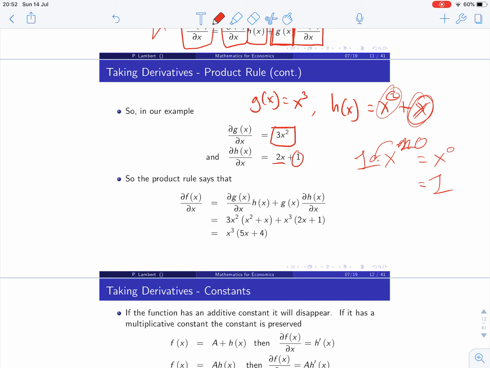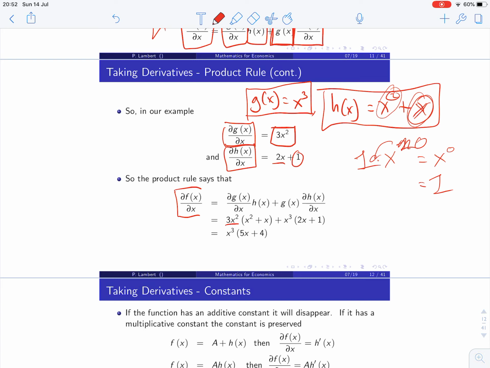So the product rule now says that if we combine this and the definition of our original subfunctions, we then have df dx is equal to the derivative of our g subfunction, 3x squared, times our original h subfunction, x squared plus x, plus the derivative of the original g subfunction, x cubed, times the derivative of our original h subfunction, 2x plus 1.